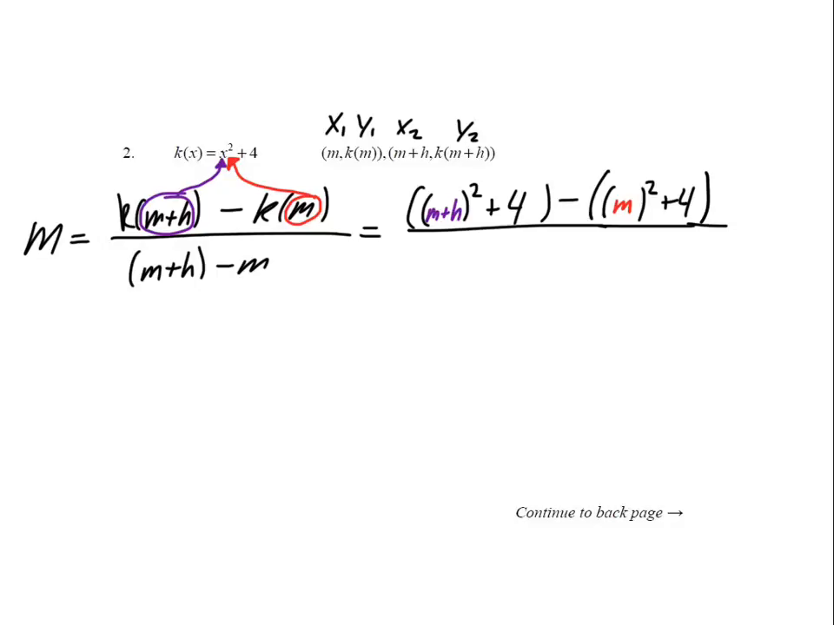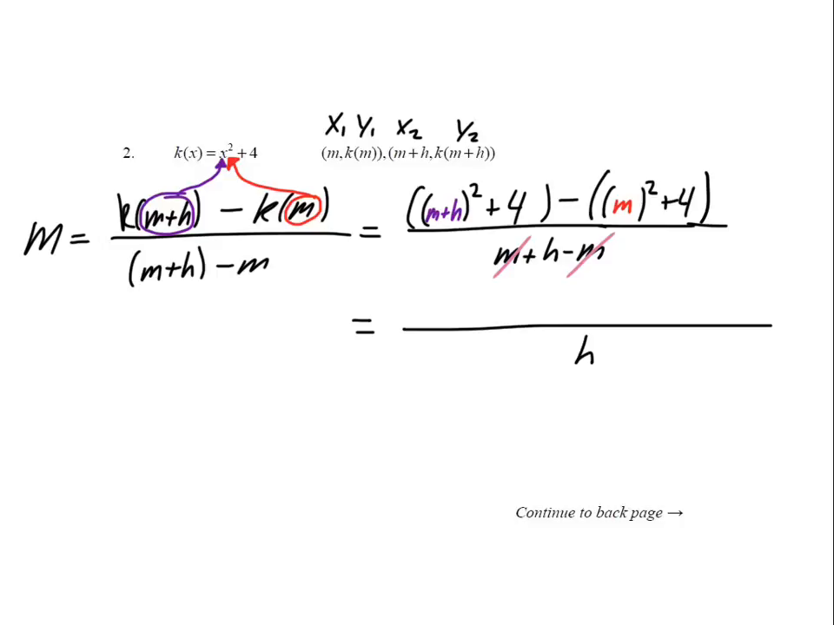Okay, the denominator, we have m plus h minus m. So you probably noticed the pattern if you've done enough of these so far. That term and that term, the m's on the outsides, they're going to cancel. We just get h in the denominator. All right, so going forward from there, got an h down here.